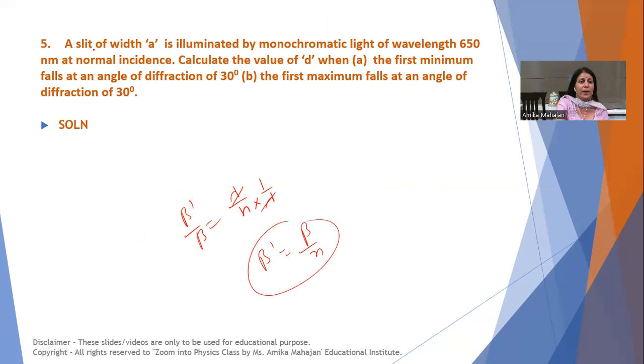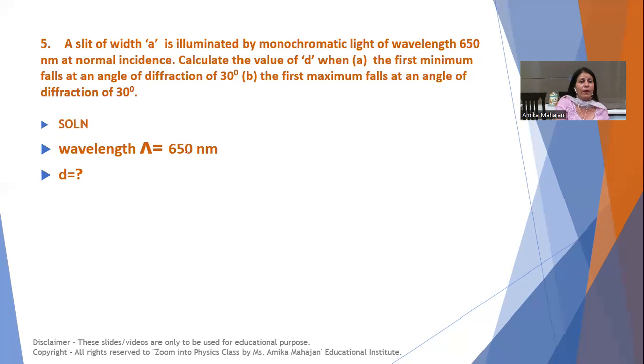Now next question. A slit of width A is illuminated by monochromatic light of wavelength 615 nanometer at a normal incidence. Calculate value of D when the first minimum falls at an angle of diffraction of 30 degree and the first maximum falls at an angle of diffraction of 30 degree. Now wavelength is given, this slit width I have to calculate D. Here it is represented by A. That means D is A, which I have to calculate.